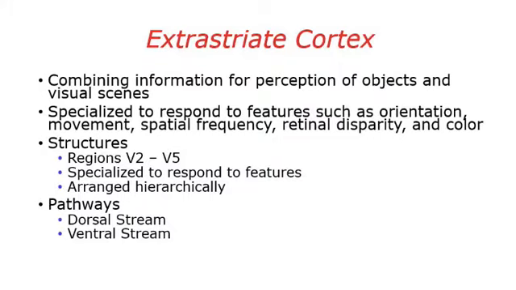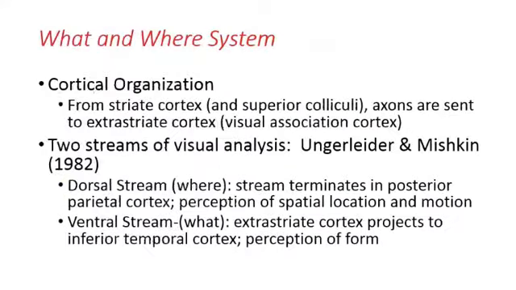There are two pathways in the extrastriate cortex, as I mentioned before, the dorsal stream and the ventral stream. This what and where system was identified by Leslie Ungerleider and Mortimer Mishkin back in 1982. It was kind of exciting. I was in college at the time, and this was a big deal.